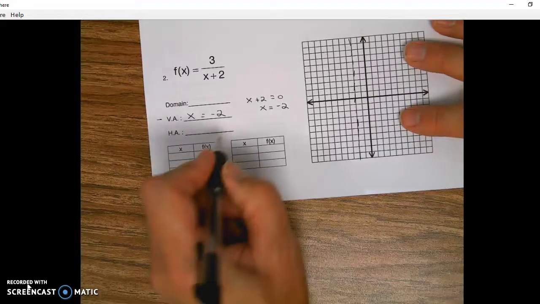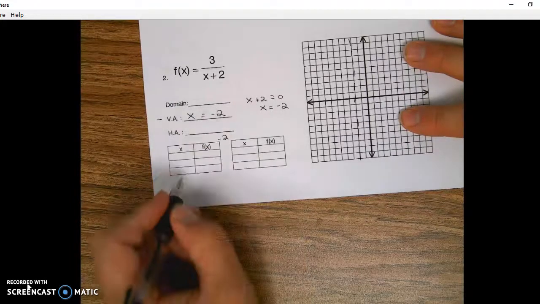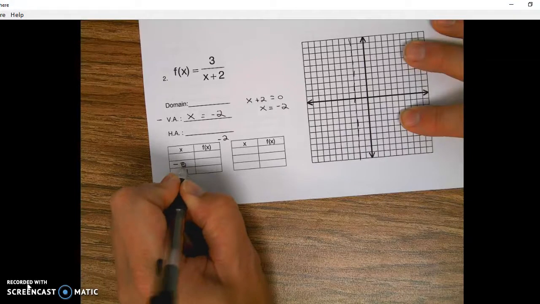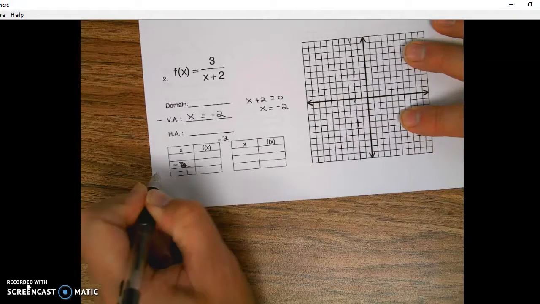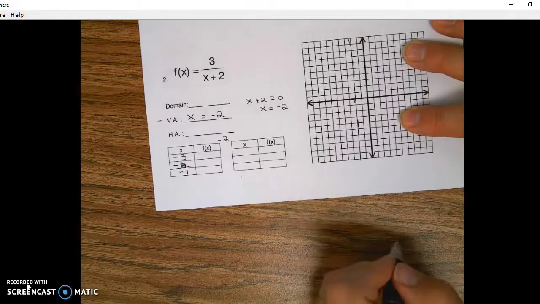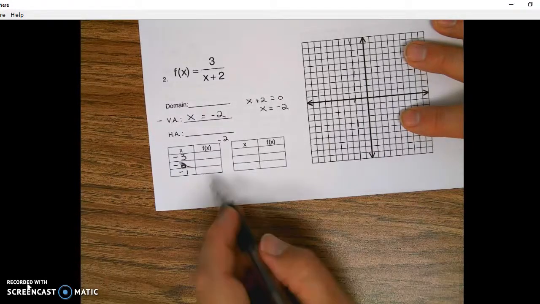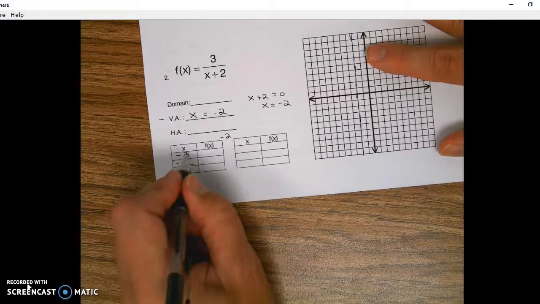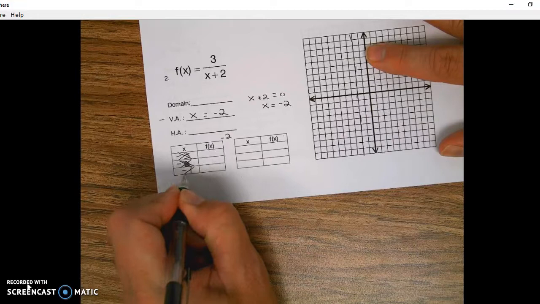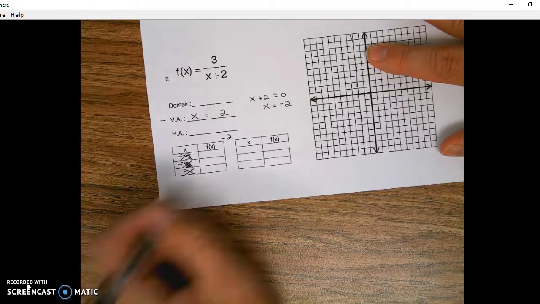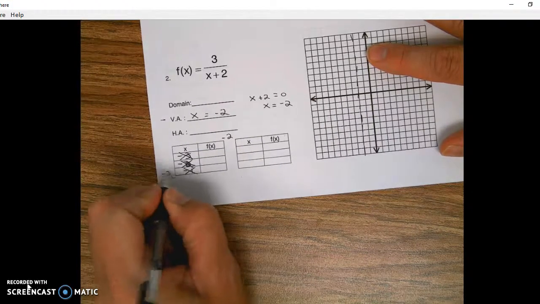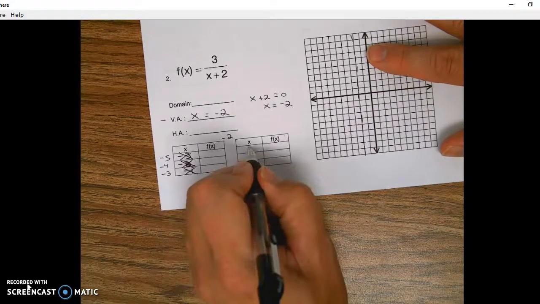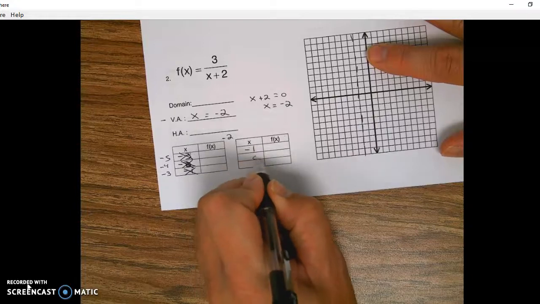Okay, so this is where it's going to break up. So we're going to go -1, -2, -3 going to the left. I'm sorry, I messed it up again. I'm kind of in a rush. Going to the left, -3, -4, -5. Going to the right, -1, 0, and 1.